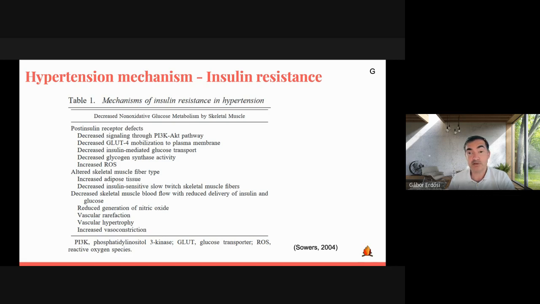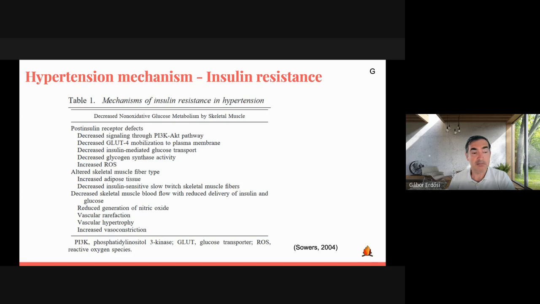Decreased glycogen synthase activity is also not only specific to muscles, but the liver is affected with similar physiological changes. The increased reactive oxygen species production occurs in every tissue in the body, which shows signs of insulin resistance.